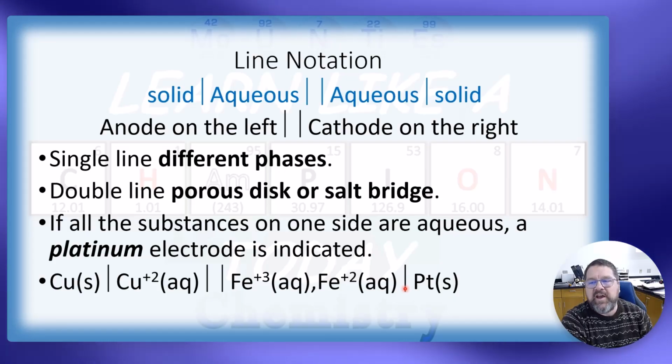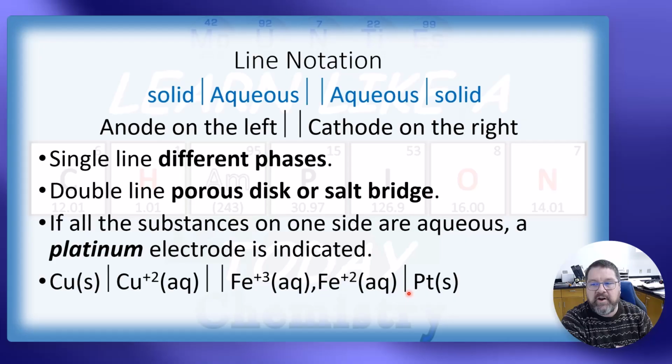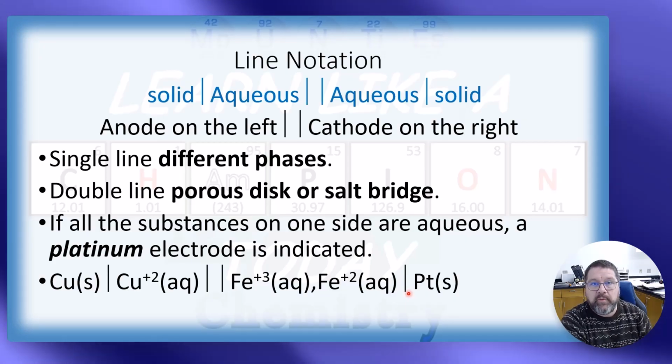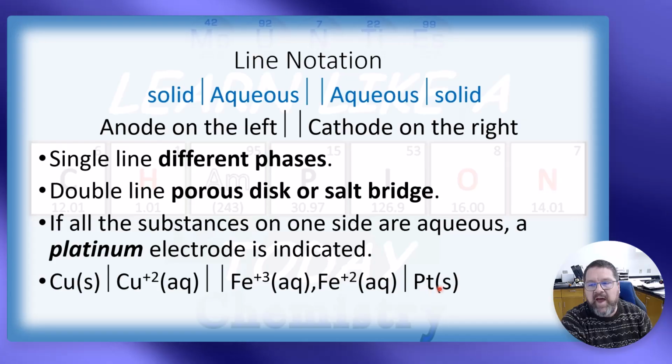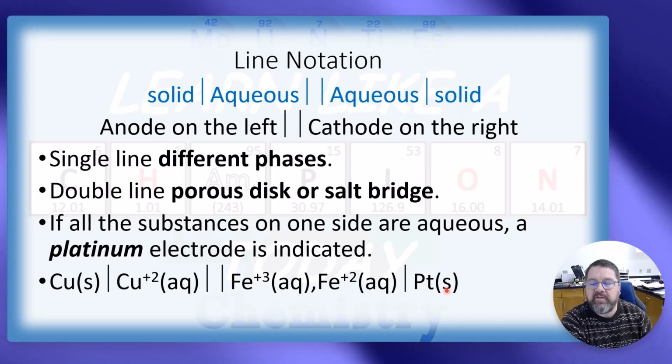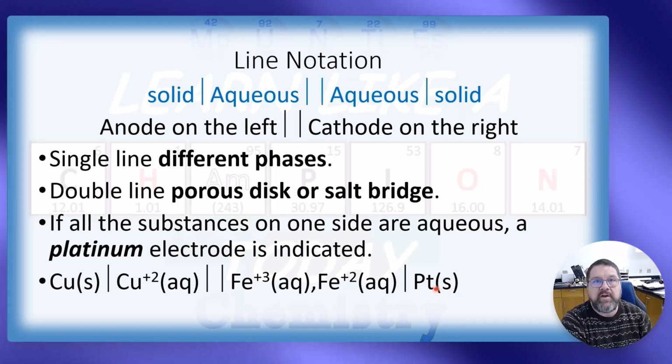But they still need an inert surface for that electron exchange to be able to occur on. And so frequently we use platinum for that. And so that's why you see Pt in the solid state in the line notation here.